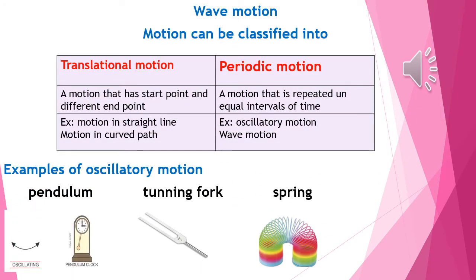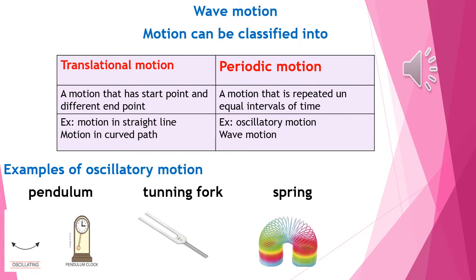Today we will talk about wave motion. As we know, motion can be classified into translational motion and periodic motion. Translational motion is a motion that has a start point and a different end point, like motion in a straight line and motion in a curved path. Periodic motion is motion that repeats itself in equal intervals of time, like oscillatory motion and wave motion.